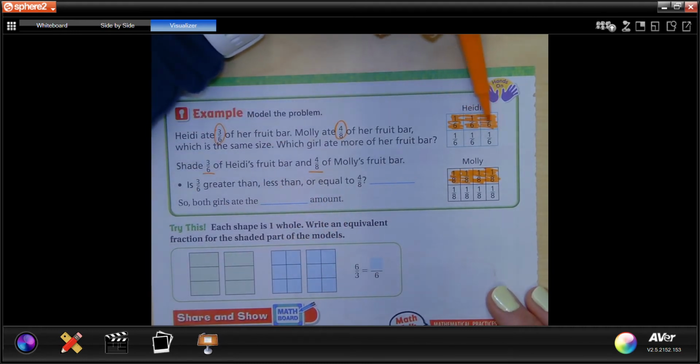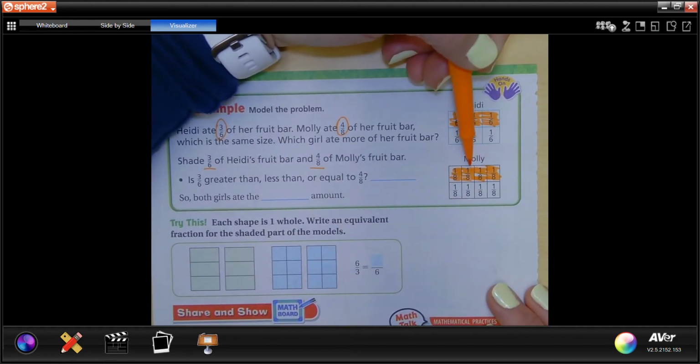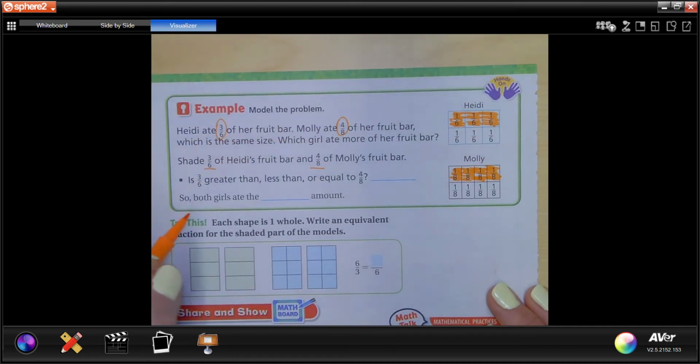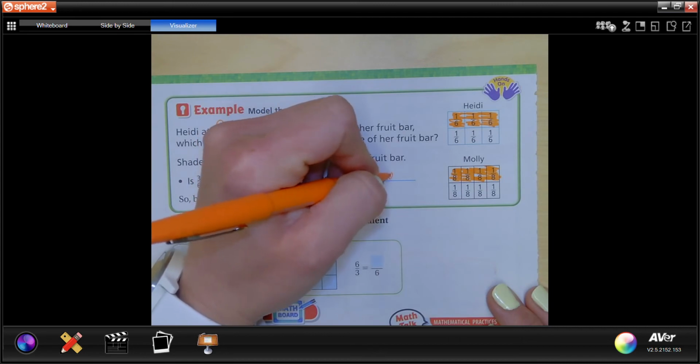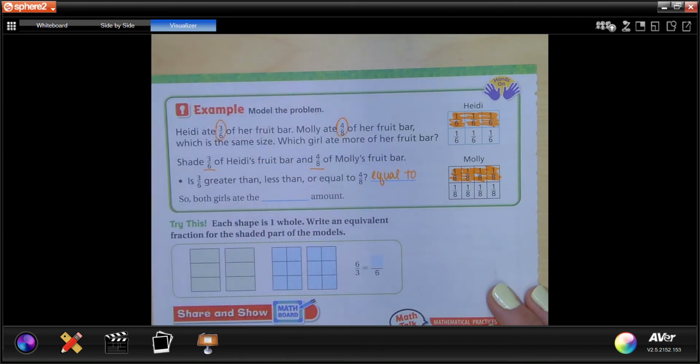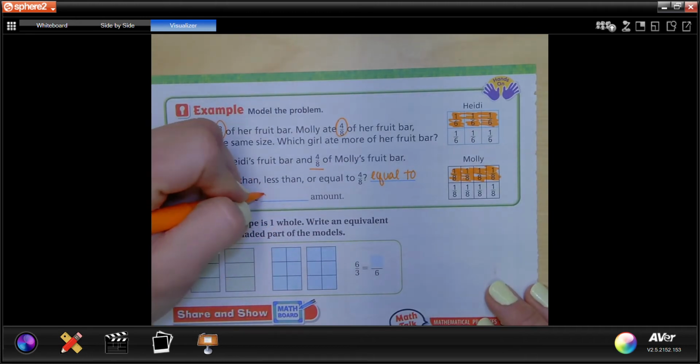Well, we can see that it's half on Heidi's. It's also half on Molly's. So 3/6 is equal to 4/8. So both girls ate the same amount.